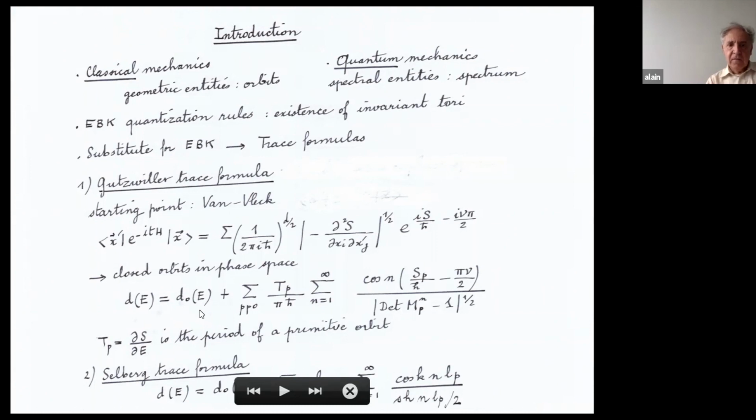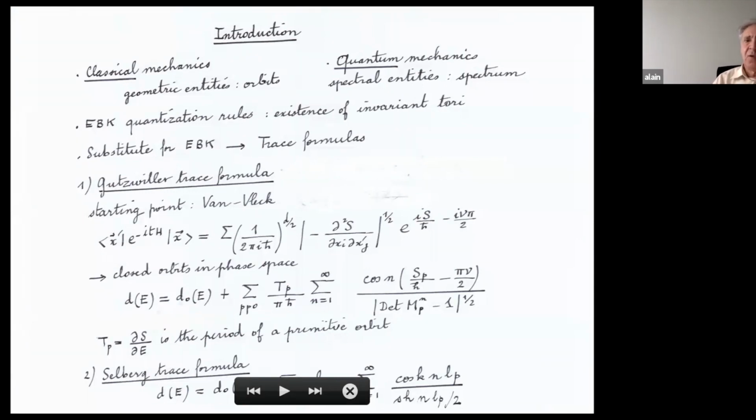The density of states is a sum of two terms. A first term, d0 of E, which is a smooth term, describes the smooth density of states of the system, and a sum of terms describes the oscillations around this smooth density of states. And these oscillations are related to classical orbits. You have an infinite sum over all primitive periodic orbits, PPO, of action S_P. n is an index, which means that this orbit can be traveled many times. So it's a repetition of the same orbit. M_P is the stability matrix of this orbit. And T_P is the period of a primitive orbit.